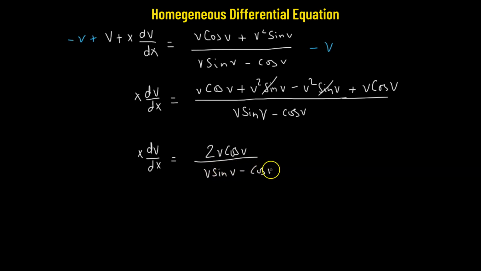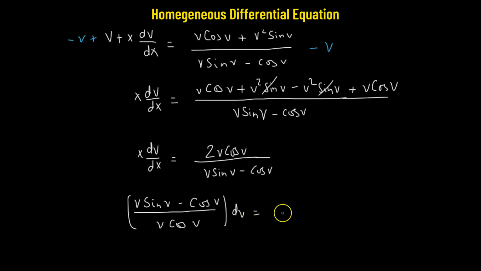Now we can separate the differentials to get (v sine v minus cosine v) all divided by (v cosine v) times dv equals 2 times dx over x. So this is in separable form, and we can integrate both sides.